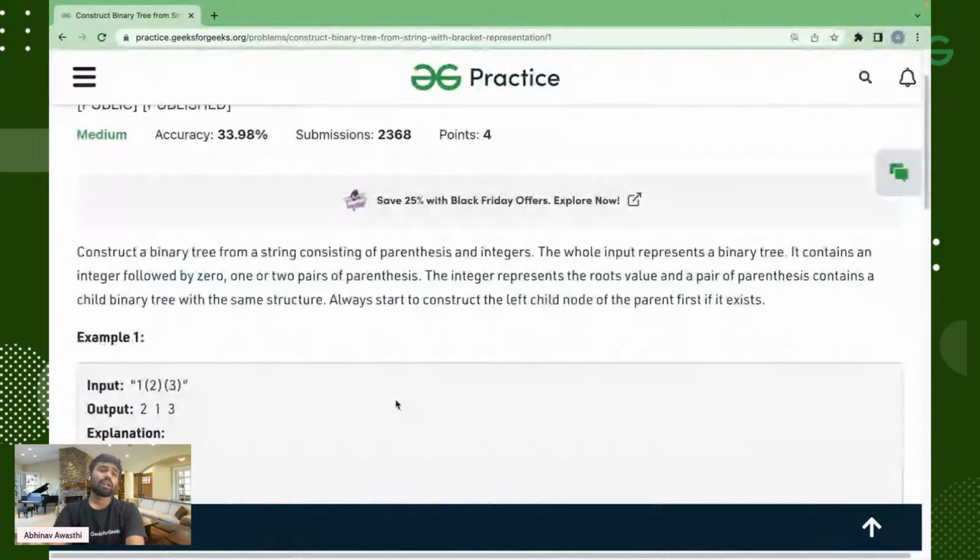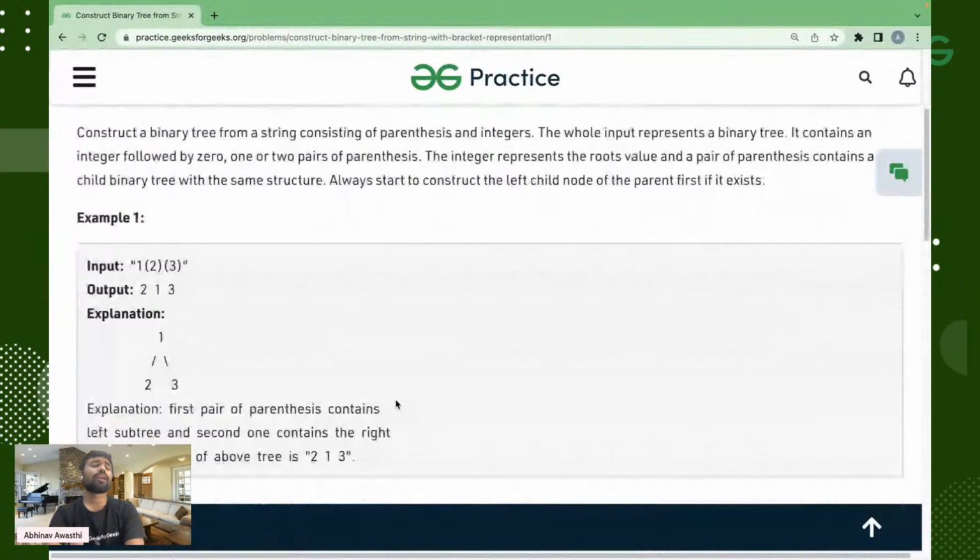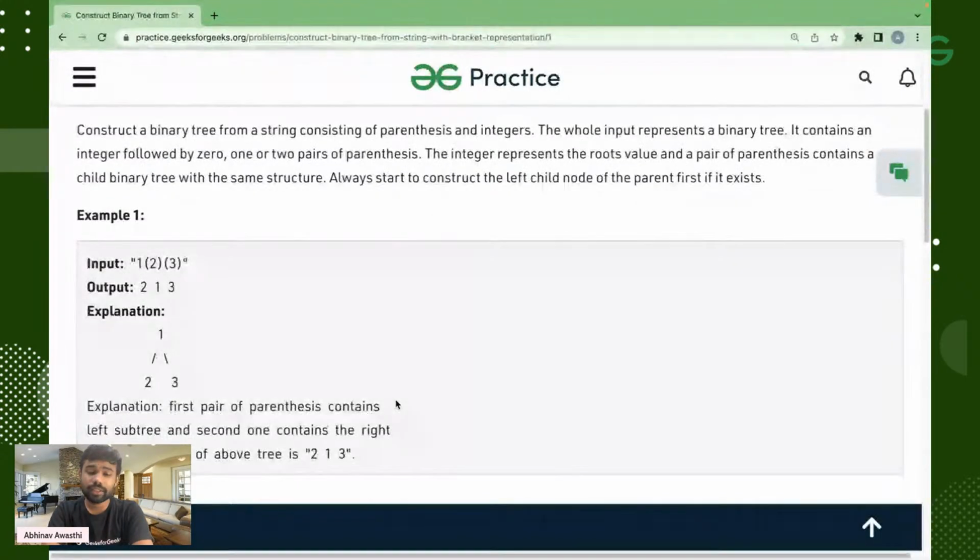Okay. The problem is that you have to construct a binary tree from a string which consists of parentheses and integers. The whole input represents a binary tree. It contains an integer followed by zero, one or two pairs of parentheses. The integer represents the root value and the pair of parentheses contains a child binary tree with the same structure. Always start to construct the left child node of the parent first if it exists. So this is basically the problem.